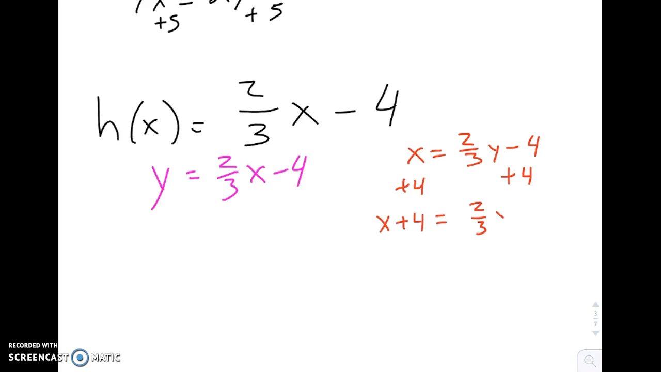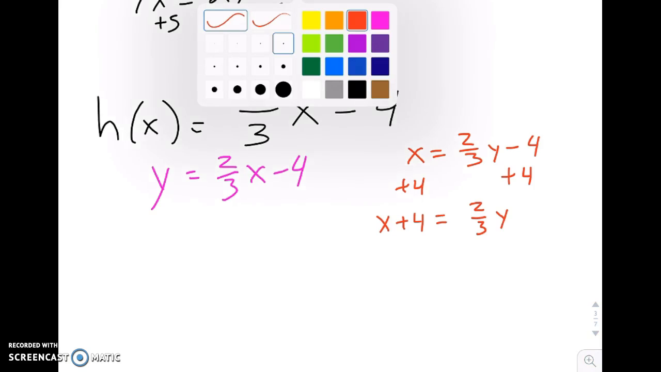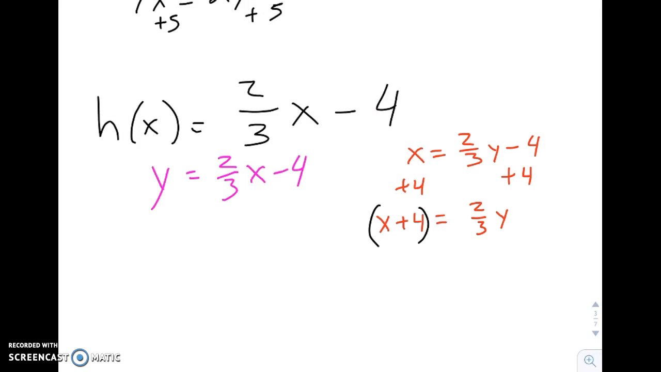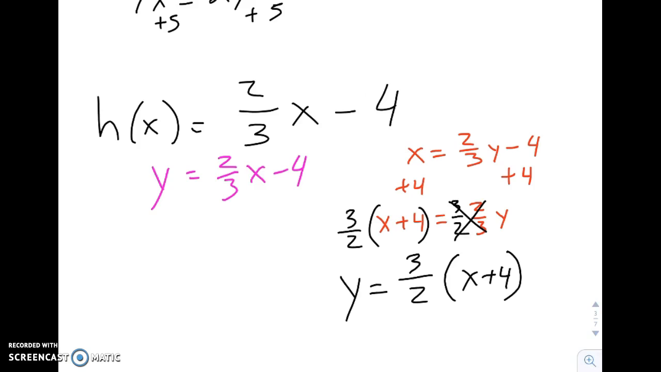And we have a 2/3 y. And to get rid of a 2/3, the easiest thing to do is to multiply by the reciprocal. So I'll put a parenthesis around this. You got a 3/2 here, a 3/2 there. Those cancel. Leaves us with y equals 3/2 times x plus 4. And so you have to have that parenthesis there. You could distribute the 3/2, not really necessary.